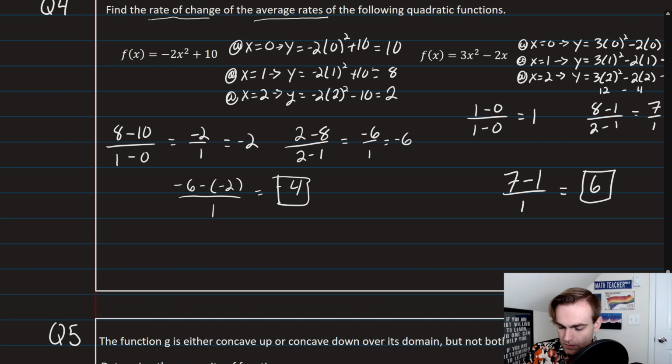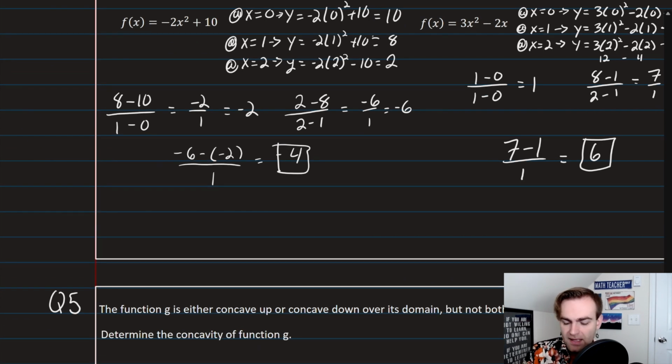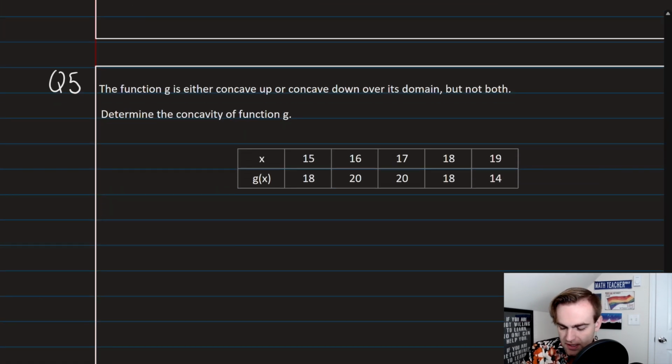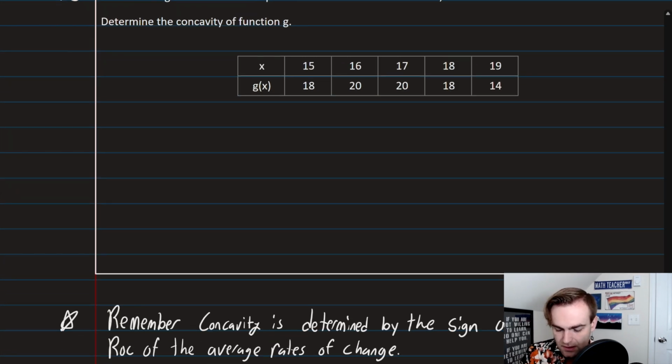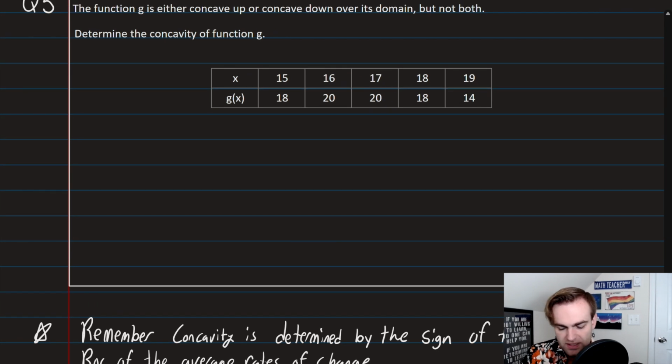How did we do? Hopefully that's not too bad. The last question I have for us today is concavity. So I have a little note down here before we get started. Remember that concavity is determined by the sign of the rate of change of the average rates of change. It is how the change in the change happens. If it's positive, it's concave up. If it's negative, it's concave down.